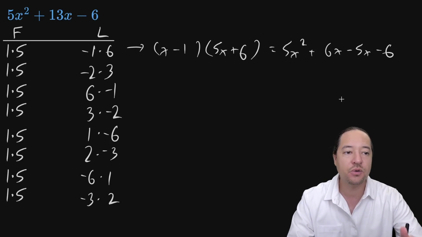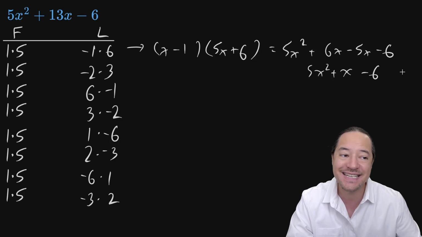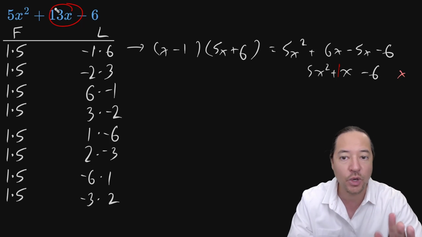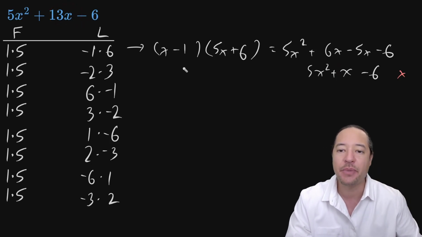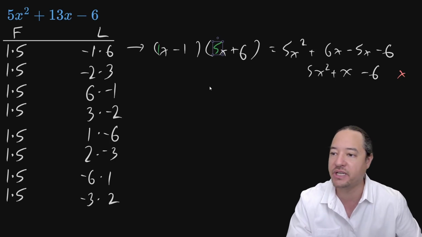Now, I want you to notice the pattern. Now, of course, 6x and -5x, this is actually going to simplify to just 1x, right? So it's going to simplify to 5x squared plus x minus 6, which is not what we want. It is clear that this 1x is not 13x. But more important, I want you to look at the pattern here. The pattern here is, let's draw this as a 1. Let me draw it as a green 1, and this 5, let me also make that green.